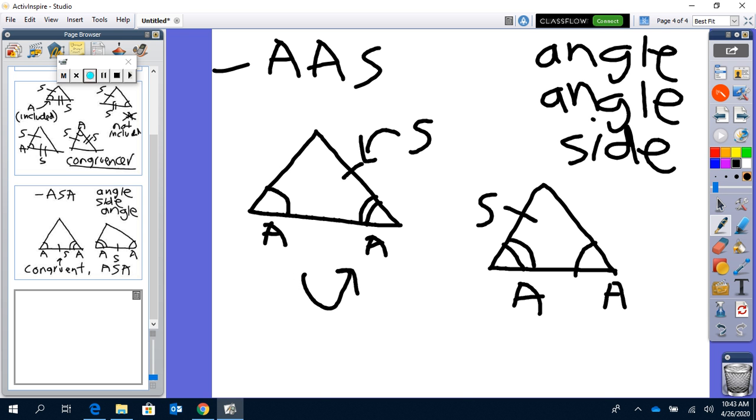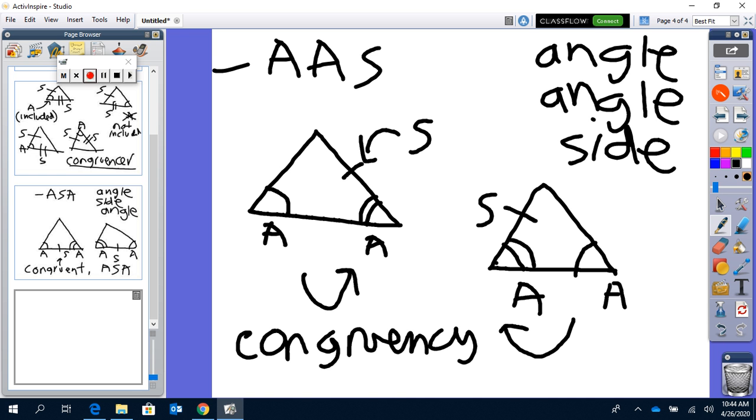and going around the triangle this way. We can see we have AAS. The two angles are congruent, and the other side next to this angle here, these two sides are also congruent. So we have congruency because of AAS.